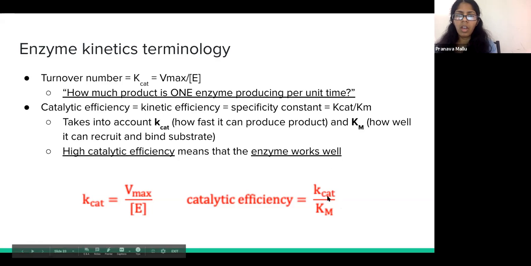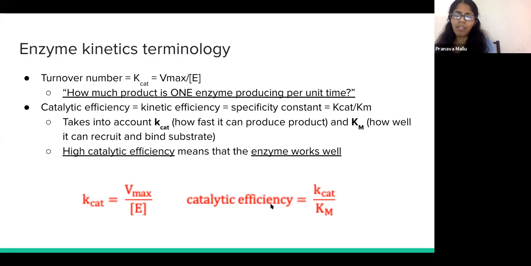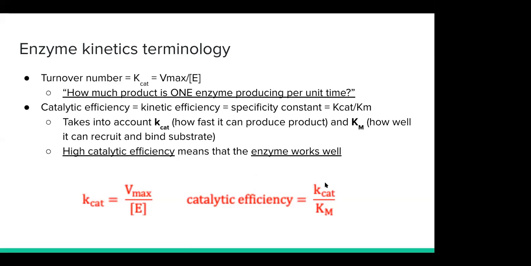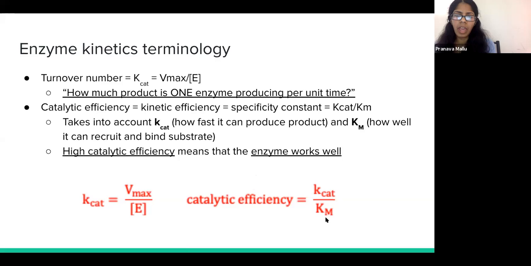So what you want is a high KCAT and a low Km. Overall, a high catalytic efficiency means that the enzyme works well. So if you have a high Kcat and a low Km, this tells you that even at a low substrate concentration, your enzyme is making product at a pretty fast rate.